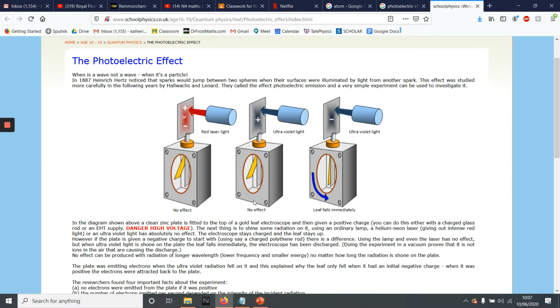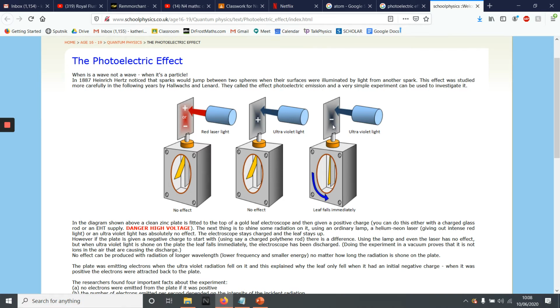Okay, what we need for this whole experiment to work is an excess of electrons that we want to get rid of. When it's positively charged, there is no excess of electrons to get rid of. So again, nothing happens when we shine ultraviolet light onto a positively charged system. But when we shine ultraviolet light on a negatively charged system, we do see something happening.